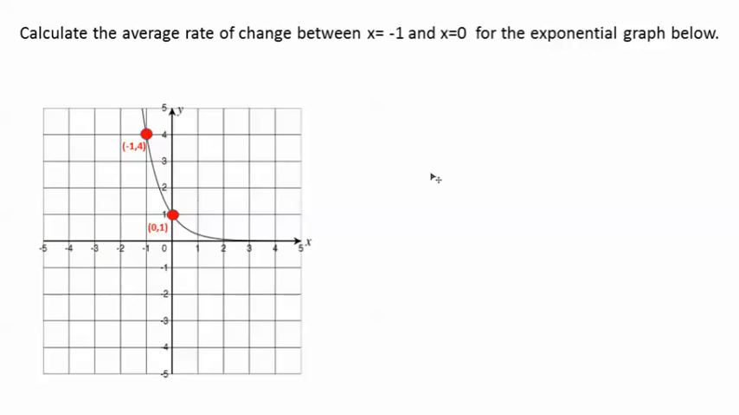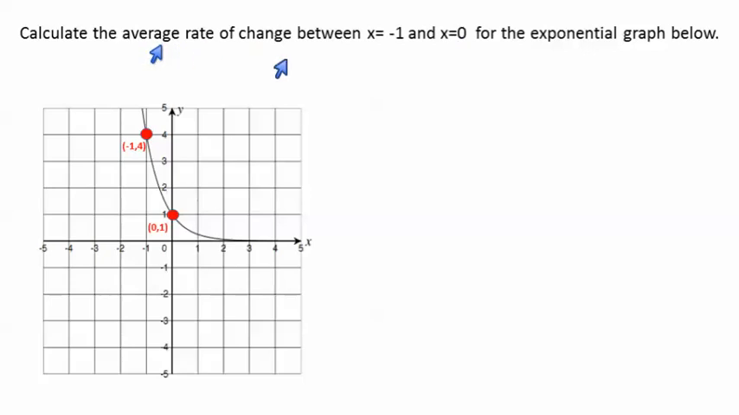Hi, we are going to go ahead and look at calculating the average rate of change with an exponential graph. So we want to find the average rate of change for this graph between x equals -1 and x equals 0. So if you recall, the average rate of change is found by using the slope formula.